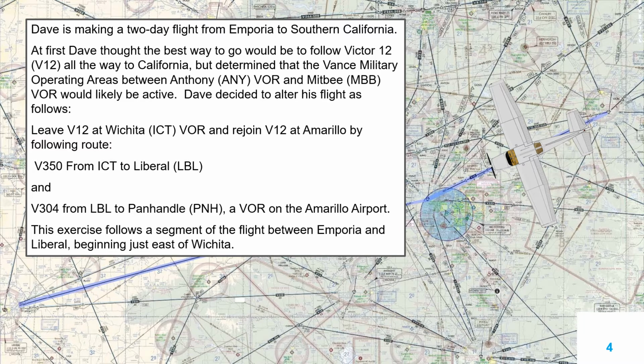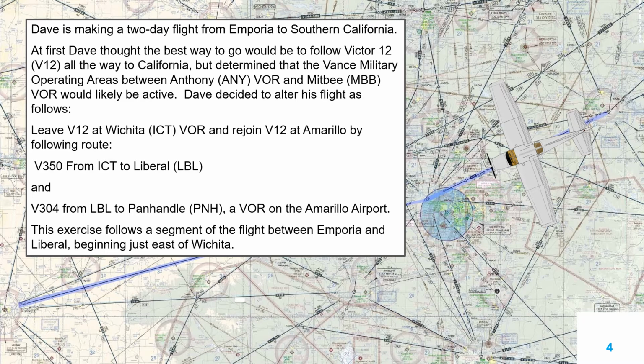Dave's making a 2-day flight from Emporia to Southern California. At first, Dave thought the best way to go would be to follow Victor 12 all the way to California, but he determined that the advanced military operating areas between Anthony VOR and Mitby VOR would likely be active.